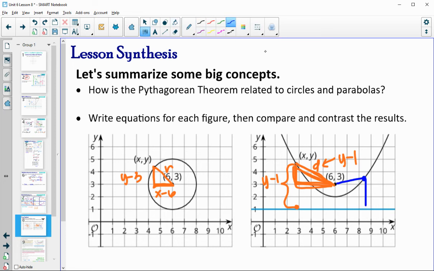Those two blue lines there would be equal. So we know that this height is the y value minus the directrix. That's the same distance here. And then you could set up a Pythagorean theorem to equal that y minus 1 squared. So the distance is always y minus 1 squared, and then setting up the Pythagorean theorem.